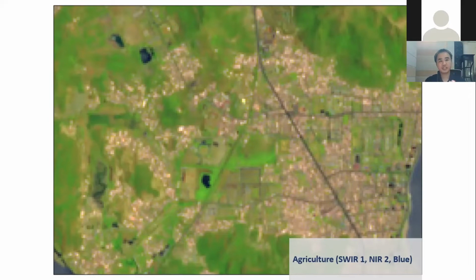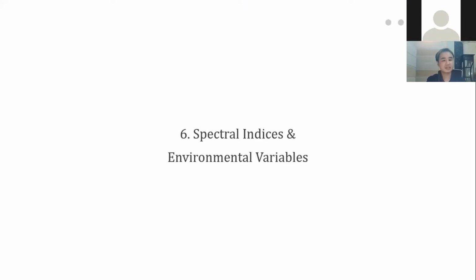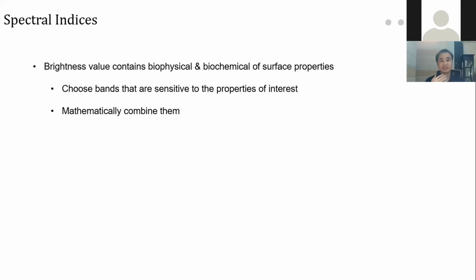How about if we extract the information for specific phenomena that you are interested in using the computer processing ability? It's called spectral indices and environmental variables. So to extract these phenomena that you're interested in, first you need to choose the bands or the wavelengths that are sensitive to the properties of your interest, and develop the mathematical formula to combine them.